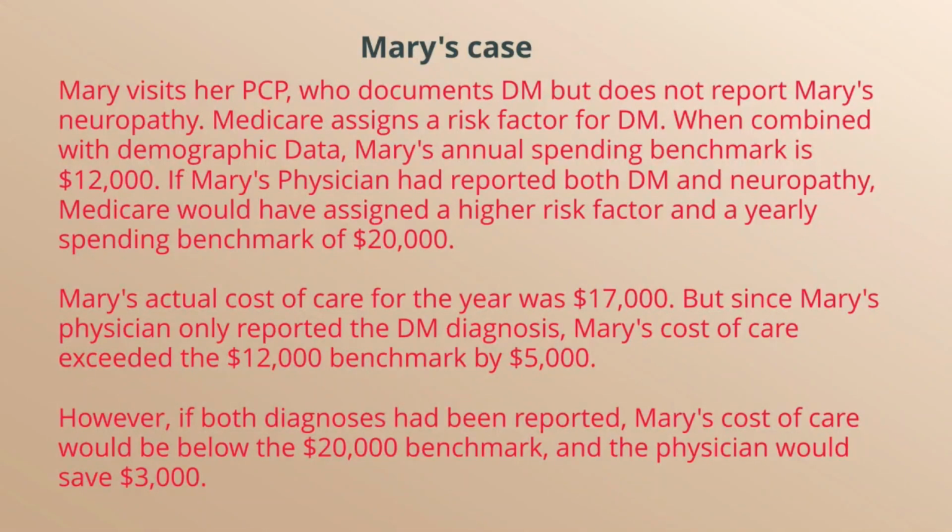Mary's actual cost of care for the year was $17,000. But since Mary's physician only reported the diabetes diagnosis, Mary's cost of care exceeded the $12,000 benchmark by $5,000. However, if both diagnoses had been reported, Mary's cost of care would have been below the $20,000 benchmark, and the physician would save $3,000.